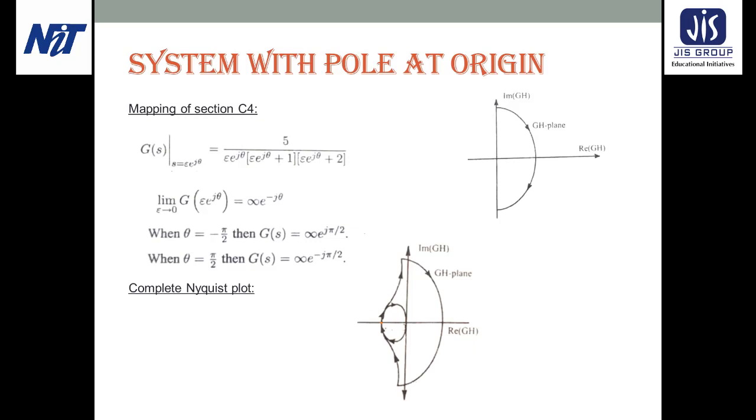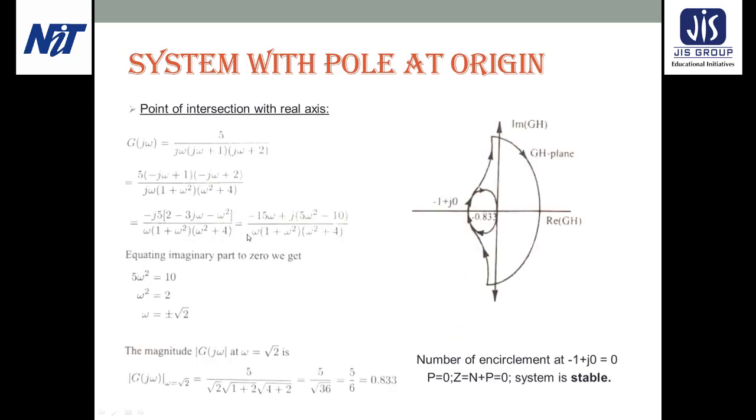Next we need to find out the stability of the system, whether the system is stable or not. To find out the stability of the system, we need to find the point of intersection with the minus 180 degree line, or the real axis. To find the point of intersection, again we divide into two parts, the real part and the imaginary part, and we equate the imaginary part to 0.